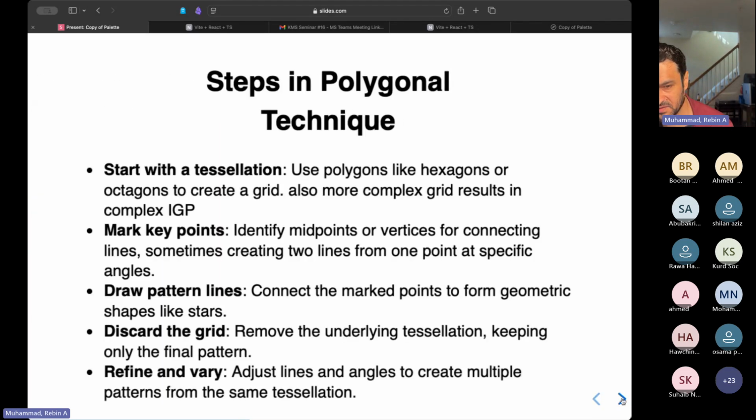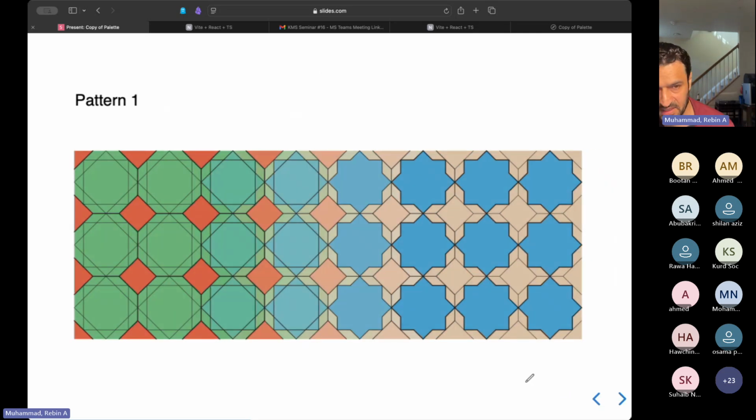Let me just do this one. You start with one of the known, existing tessellations, like this one, called 4, 8, 8. So you're starting with a vertex and trying to see what the neighbors of that vertex will be.